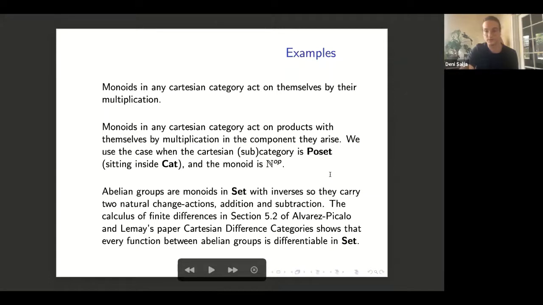Abelian groups are monoids. They also have inverses though, so you get 2 change actions there with addition and subtraction. And this is kind of where the calculus of finite differences comes from. This is talked about in section 5.2 of a paper by Alvarez, Pacallo, and Lemay called Cartesian difference categories. And they show there that every function between the underlying sets of abelian groups is differentiable in Set.